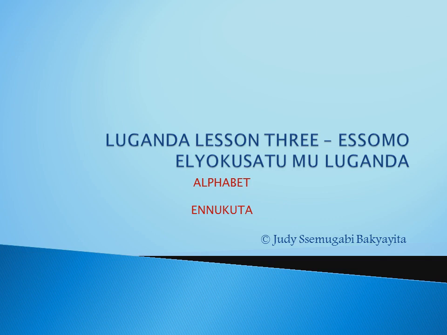Have our third lesson. Luganda Lesson 3. Essomo eryokusatu mu Luganda. Today we are going to learn about alphabet, and in Luganda we call them enukta. Enukta.